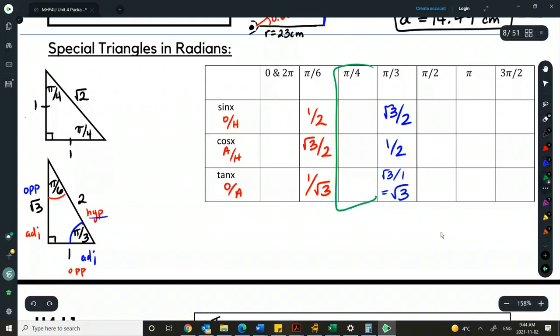Okay, let's fill in the pi over 4 one. We'll use our pi over 4 triangle. Doesn't matter which pi over 4 you choose, right? You'll get the same answers. So let's say we choose this one. This is opposite, adjacent, hypotenuse. And we're going to fill in sine, cos, tan. So opposite over hypotenuse, 1 over root 2. Adjacent over hypotenuse, 1 over root 2. And opposite over adjacent, 1 over 1, which we can just write as 1.